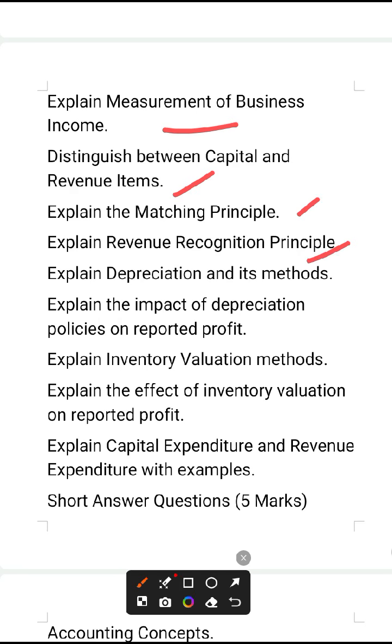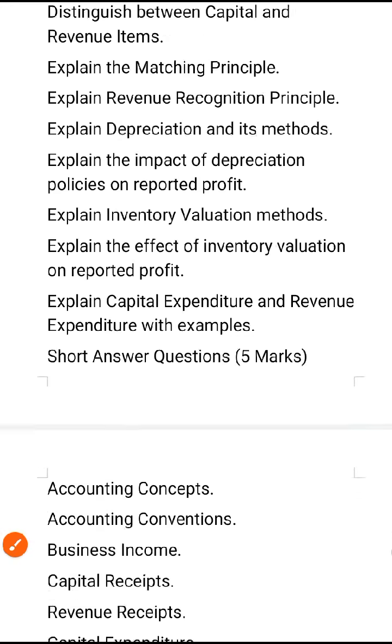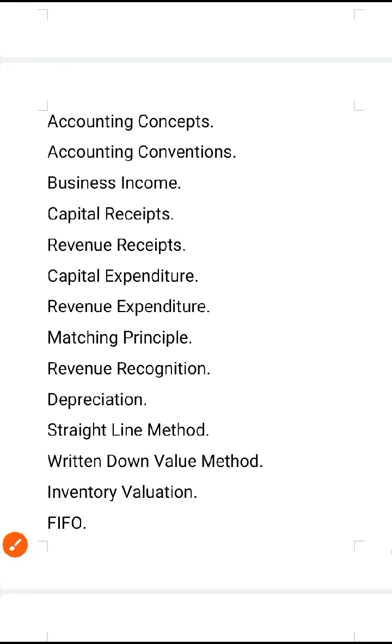Explain revenue recognition principle. Explain depreciation and its methods. Explain impact of depreciation policies on reported profit. Explain inventory valuation methods. Explain effect of inventory valuation on reported profit. Explain capital expenditure and revenue expenditure with examples. Now, short answers.